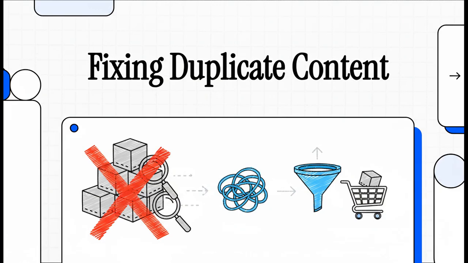Hey, welcome! Today, we're going to tackle a really sneaky problem that might be making your best products totally invisible to customers. It's called duplicate content, and we're going to break down exactly how you can find it and, more importantly, how to fix it for good.